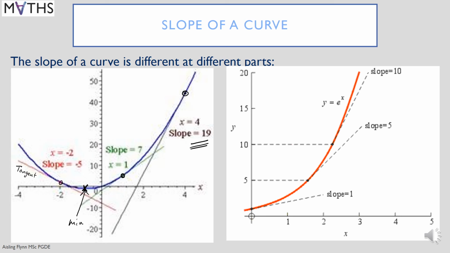So here's another example of a function. Okay, it's an exponential function. They're all positive slopes, but it starts off with a very gentle slope of 1, and then begins to rise more quickly, slope of 5, and rise more quickly again, slope of 10.